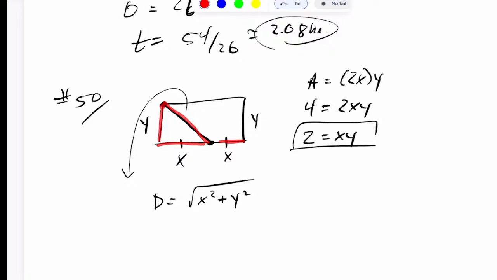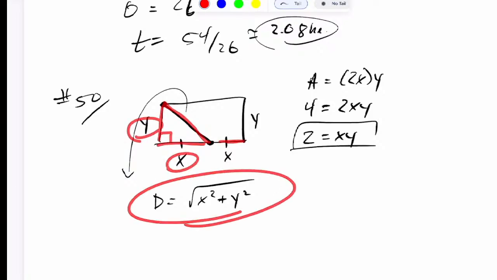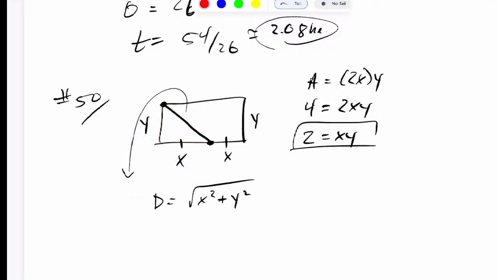So I actually have Pythagorean theorem going on here. So I know the sum of the squares of the legs of the triangle is the square of my distance. So if I take the square root of x squared plus y squared, I'm looking to minimize this. So I needed another constraint. Well, my other constraint is right here. You know that the area of this rectangle is length times width. My length is 2x and my width is y. So I know that's equal to 4.